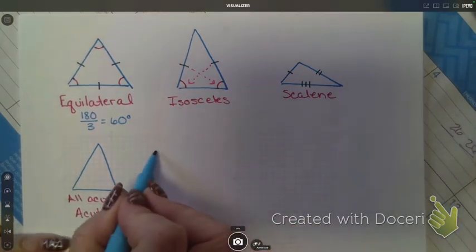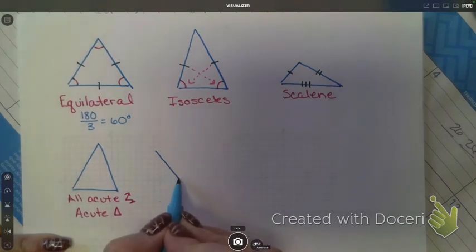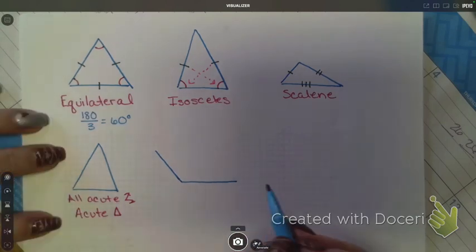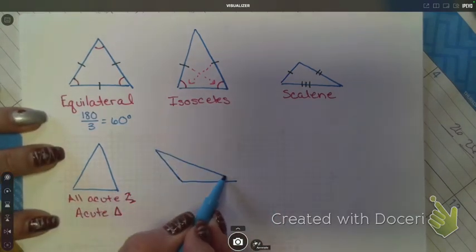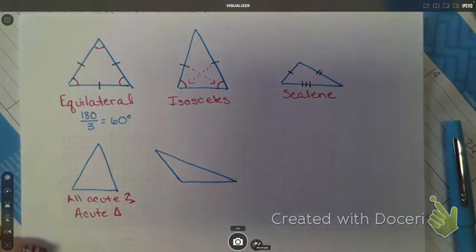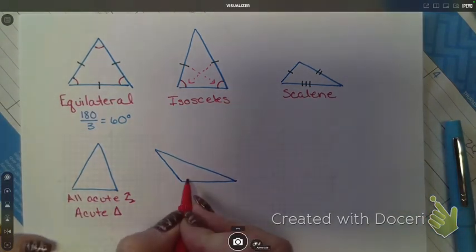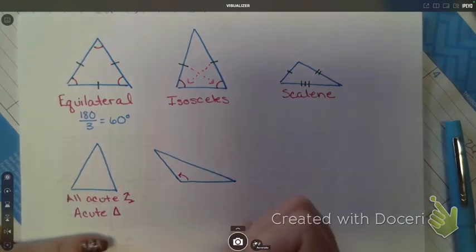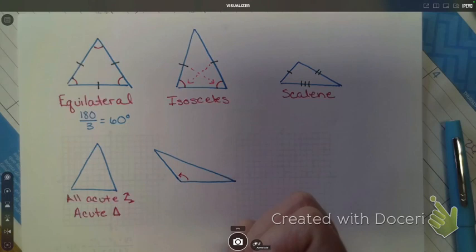Then we also need a right... Obtuse. Obtuse. We'll get to the right one. You guys all know that one, I'm not worried about it. How do you make an obtuse one? You make an obtuse angle. Now, how many obtuse angles are in an obtuse triangle? One. There can only be one.